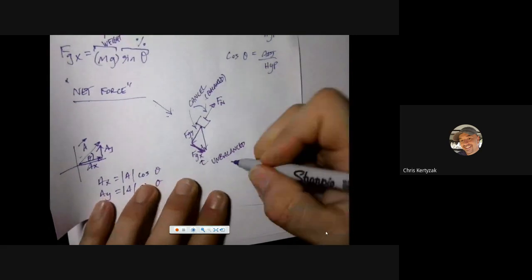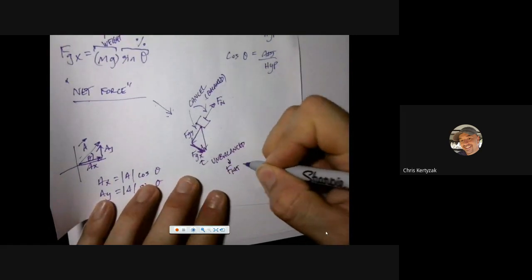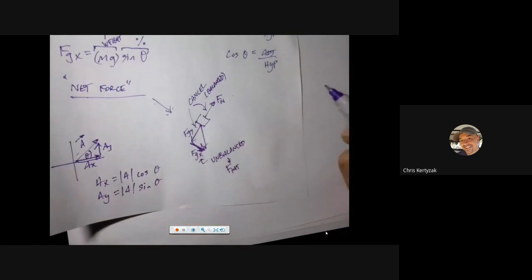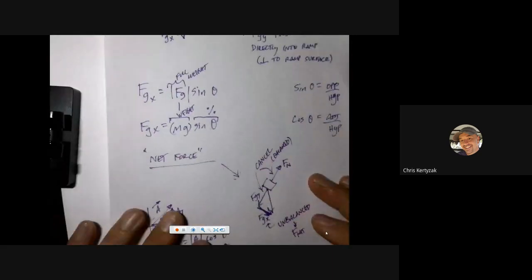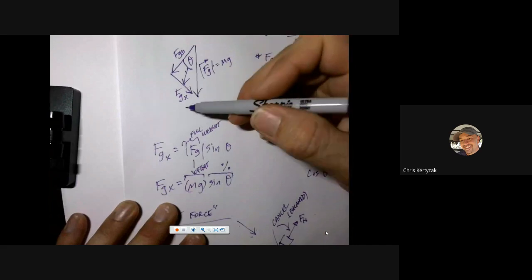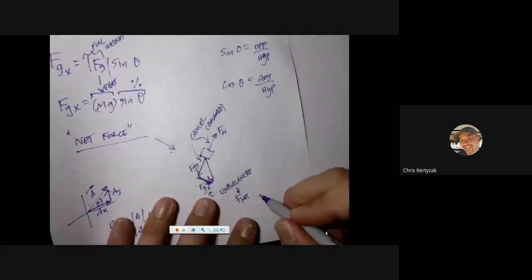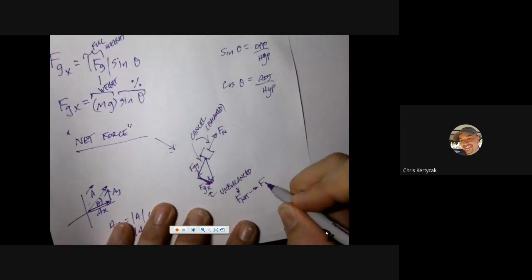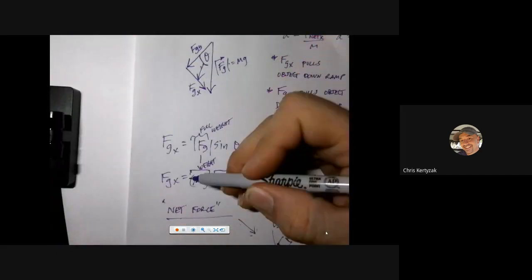What do we call the unbalanced force? The net force. In our diagram, was there an equation for this? Yeah, we called it FGX. Do we have a formula for FGX? Yep, we did some trig and worked out that FGX is mg sine theta.